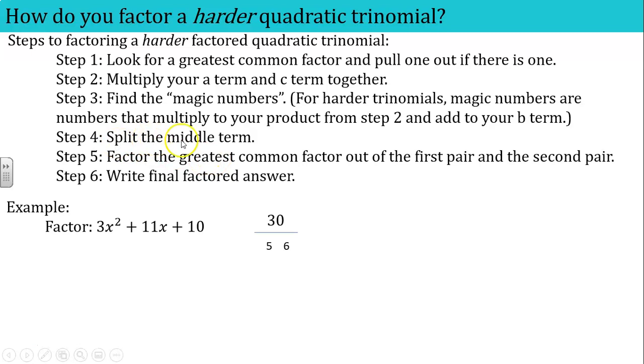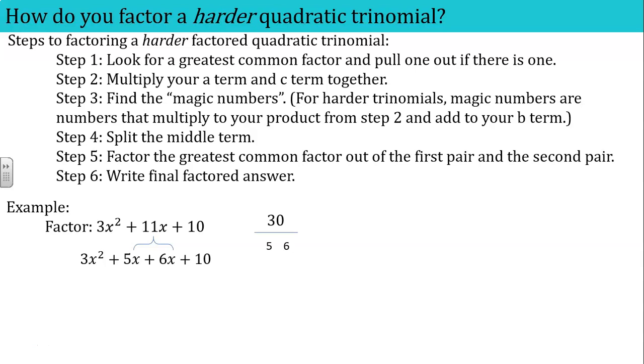Step 4, split the middle term. What the heck does that mean? That means I am rewriting this middle term. I'm breaking it into these two terms. Let me show you what I mean. So I broke 11x into 5x plus 6x. You break up this middle term according to your magic numbers. It's kind of like the opposite of combining like terms, right? We split this middle term into 2 like terms. This is frequently called splitting the middle term.